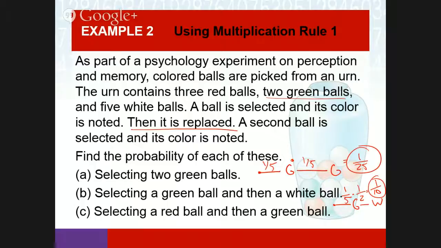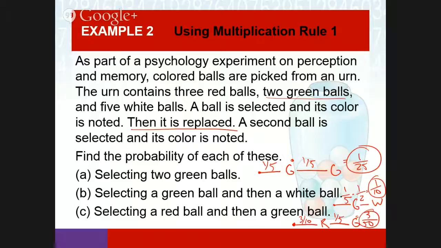Selecting a red ball, then a green ball. So I look at the tree diagram of getting a red one and then getting a green one. So what's the probability I get a red one? 3/10. And what's the probability I get a green one? 1/5. So that's going to be 3/50. Kind of see the process there.